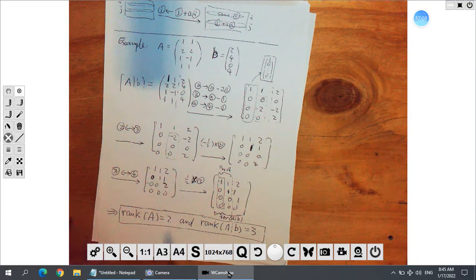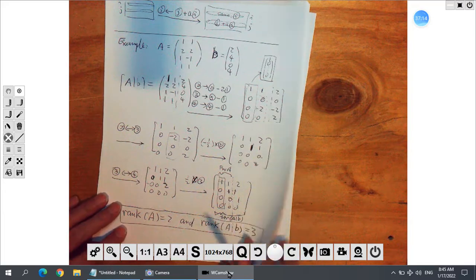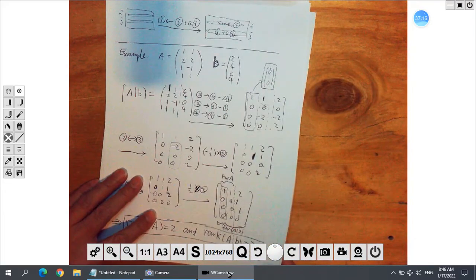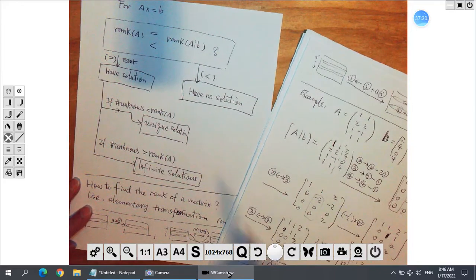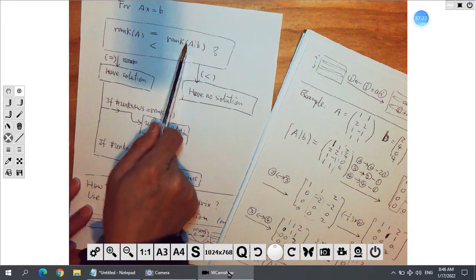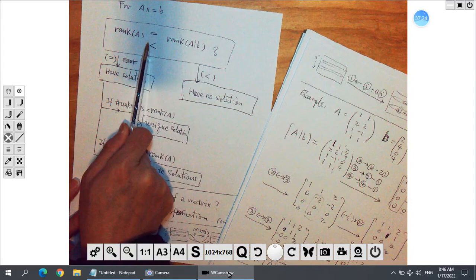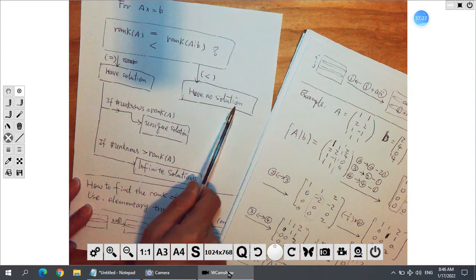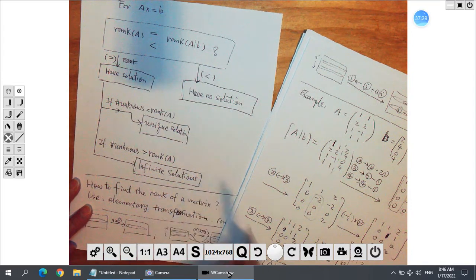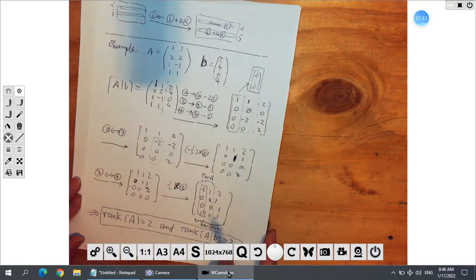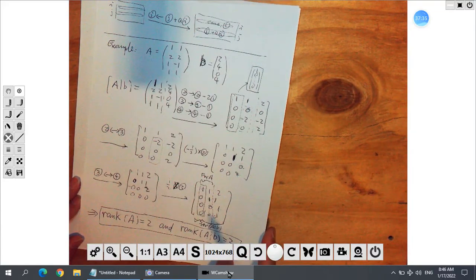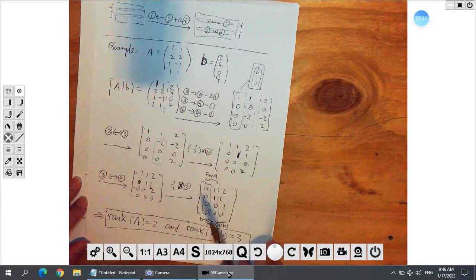And this is the case where we have no solution, right? As I said, when we have rank A smaller than rank A combined with B, there's no solution. So this is the case where we do not have solutions. Okay, so this is the first part.